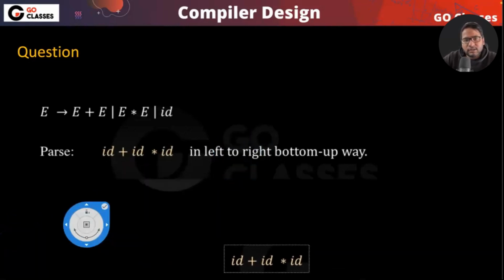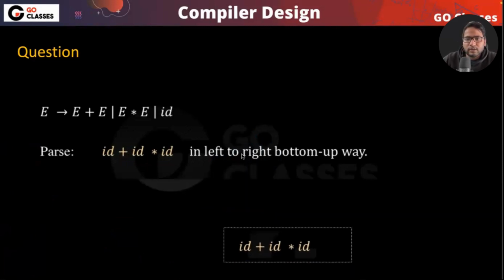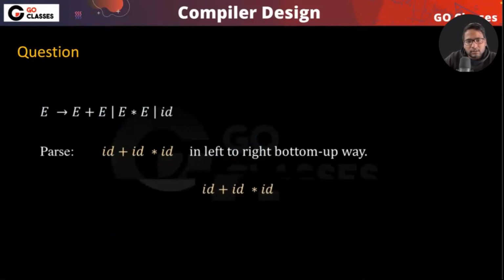You will start from this ID, and then you will say, okay, let me reduce this ID to E, isn't it? Should you be reducing by reading this ID or not? Or you will say, let me not reduce it, let me go to the plus. You will be reducing, right? Now you will have this. Then what do you do with the plus? You will go to the next symbol, and then probably you will reduce this also, right?